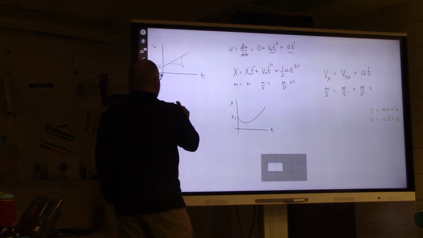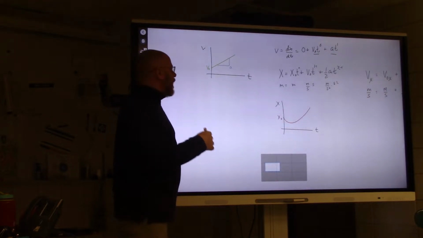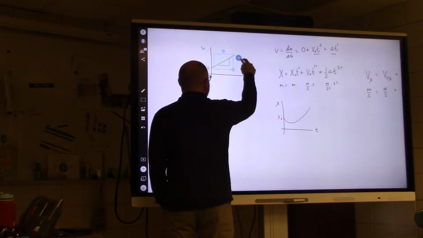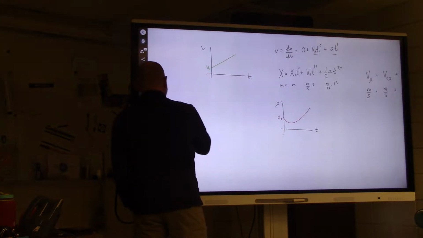If I take this and move it over here, where on this graph can I find the change in position, the displacement? Isn't it the area? It is the area, right? That's the integral.